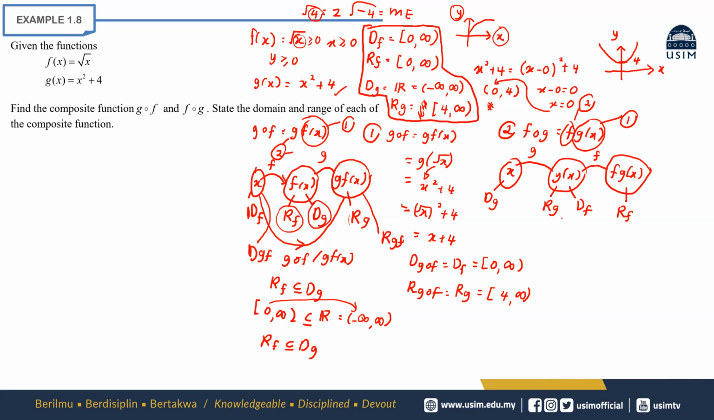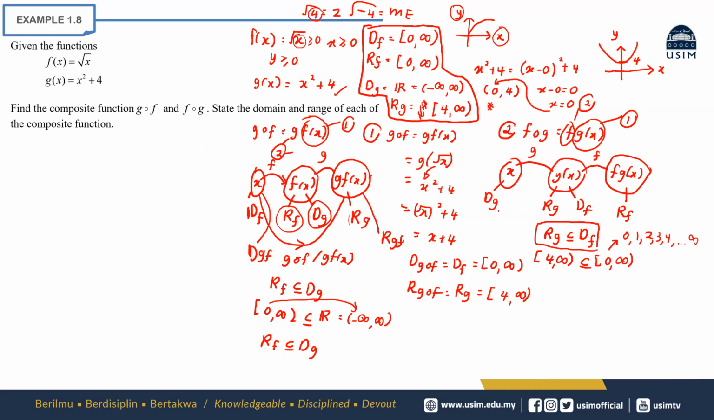Okay, you want to identify whether F compose G exists or not for the composite function. So range G must be a subset of domain F. What is the range G? Range G is equal to 4 to infinity. Subset of domain F is equal to 0 to infinity. Okay, so you want to check whether 4 is included in 0 to infinity. So this one starts from 0, 1, 2, 3, 4 until infinity. So automatically it exists, right? So we know that range G is a subset of domain F.